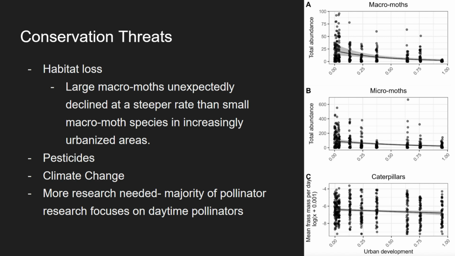And then the macro moths, the larger species, you can see they're very populous in still rural areas. However, as urbanization increases, their population significantly decreases. So they're very at risk in more urbanized areas. Of course, pesticides are a big threat to moths, as is climate change, and more research is needed to learn how to protect these insects, since the majority of pollinator research currently focuses on daytime pollinators. Because, again, it's more difficult to study things at nighttime.